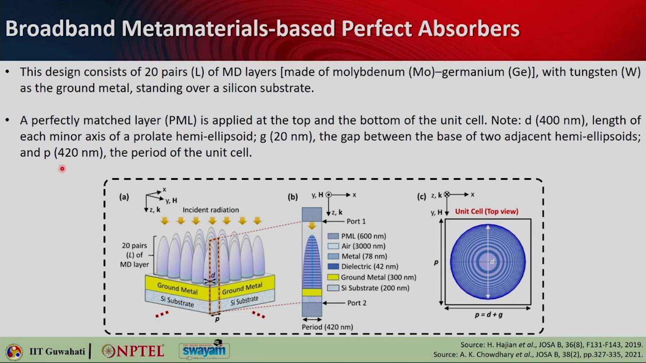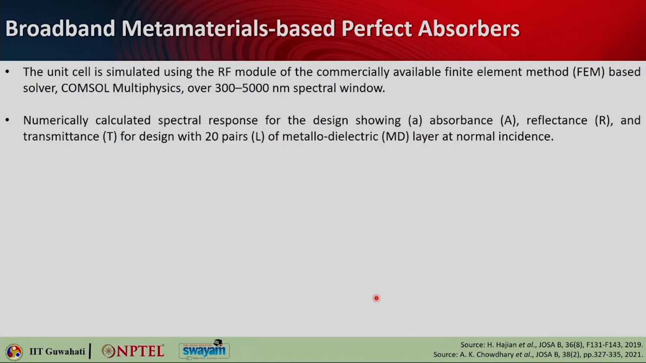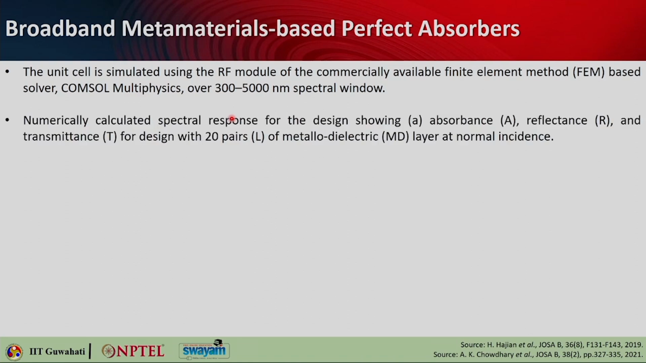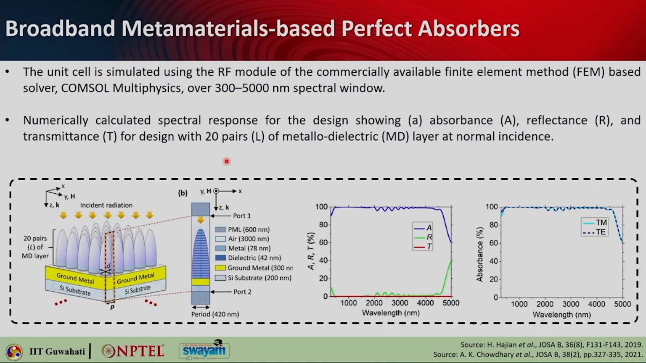Okay, the periodicity is 420 nanometer, and these are the parameters that we have used, and other parameters are mentioned in this particular figure. I will not read out each of them. And then, using the RF module of the COMSOL Multiphysics software, the absorption spectrum has been calculated for the 300 to 500 nanometer spectral window. This allows one to get absorption, reflectance and transmittance for this structure at normal incidence.